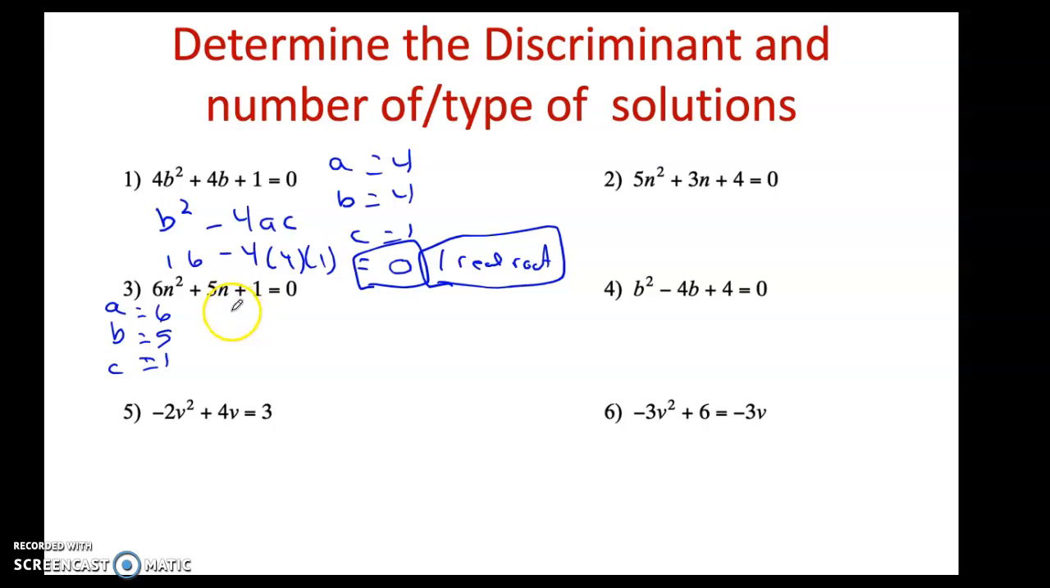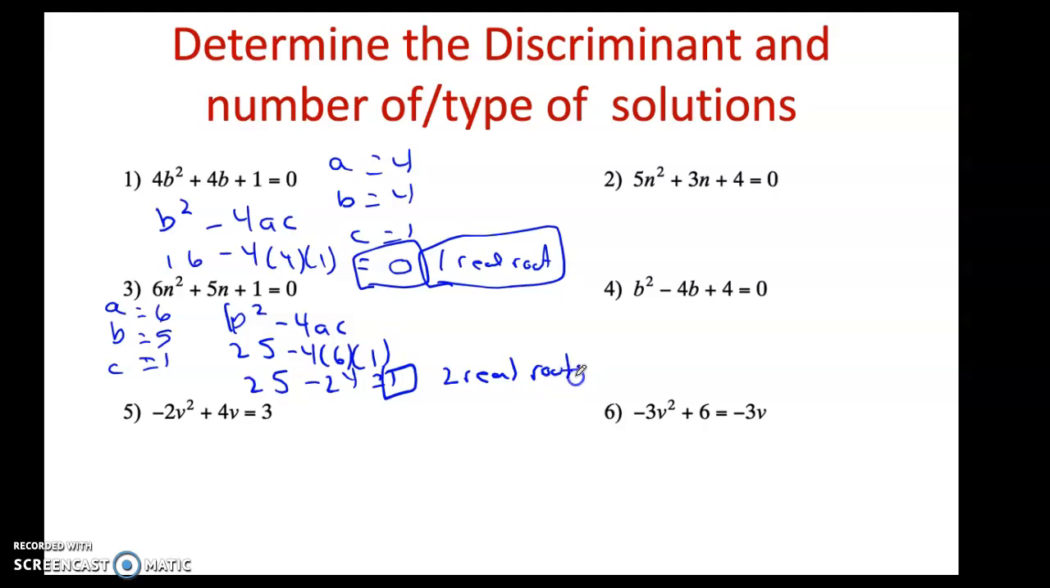So we're going to have, again, b squared minus 4ac. So we're going to have 25 minus 4 times 6 times 1. So we have 25 minus 24, which is 1. So the discriminant is 1, and we're going to have two real roots. So again, that's an example of the discriminant being greater than 0. And then let's see what this gives us.